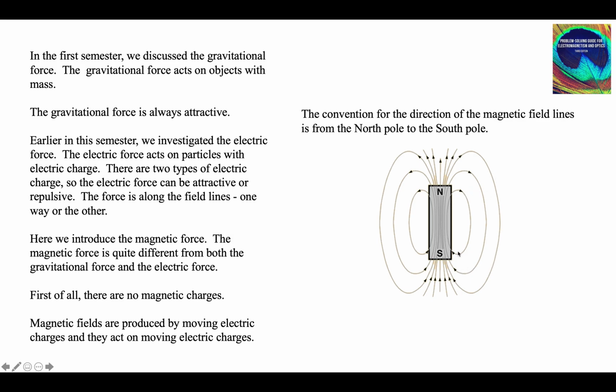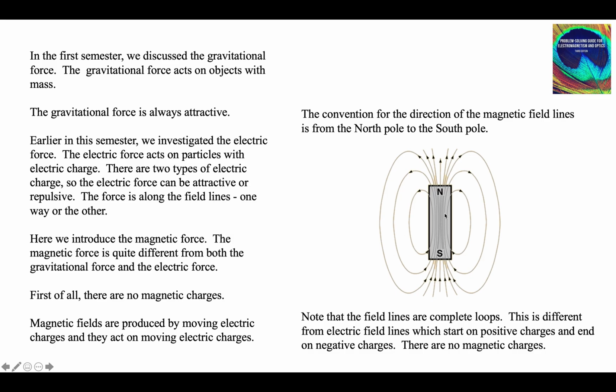Note that the field lines are complete loops. They have to be complete loops because there's no magnetic charges. Electric field lines start on positive charges and end on negative charges. There's no magnetic charges, so these must be complete loops.